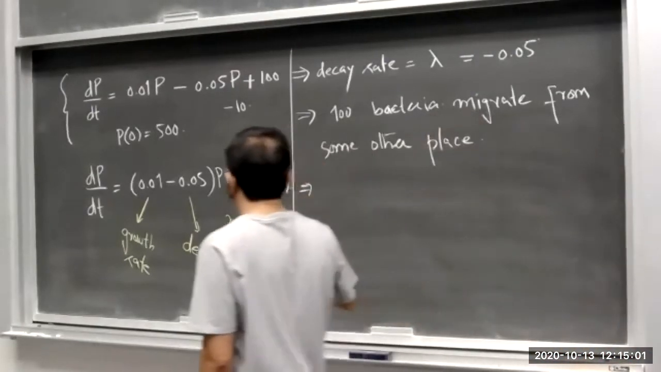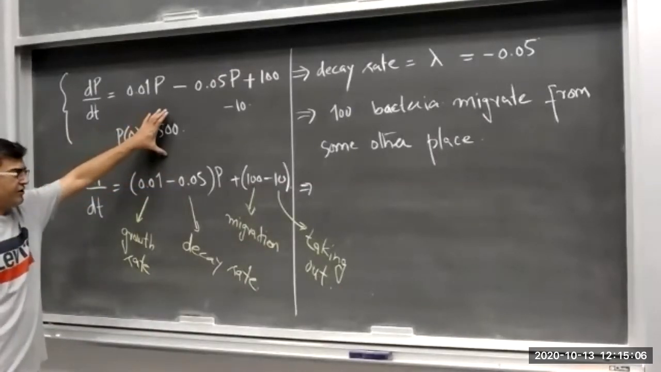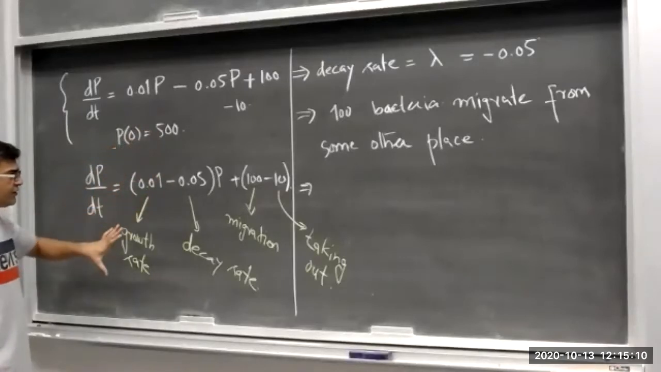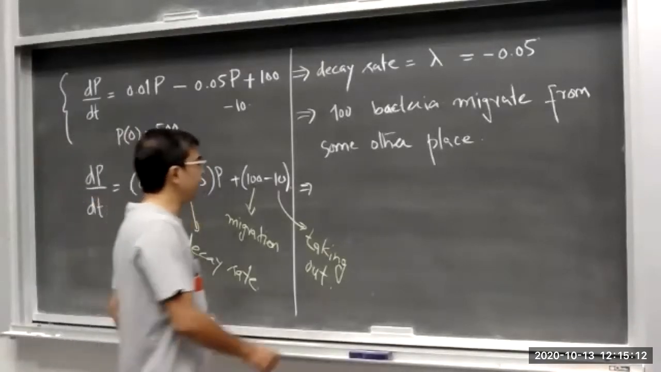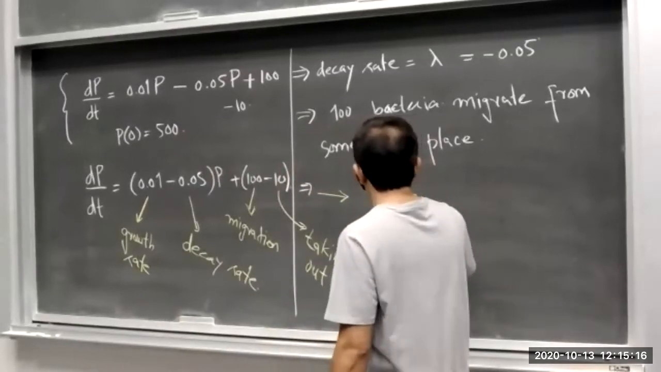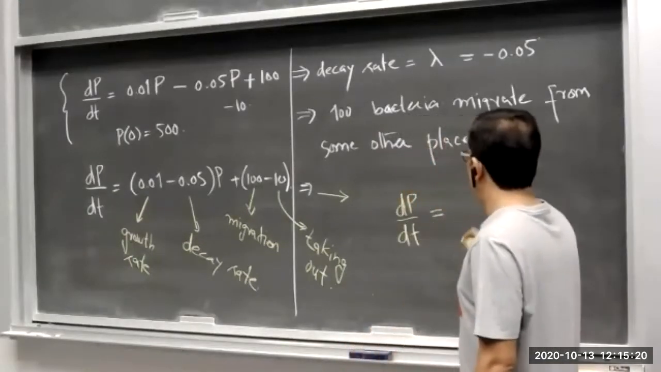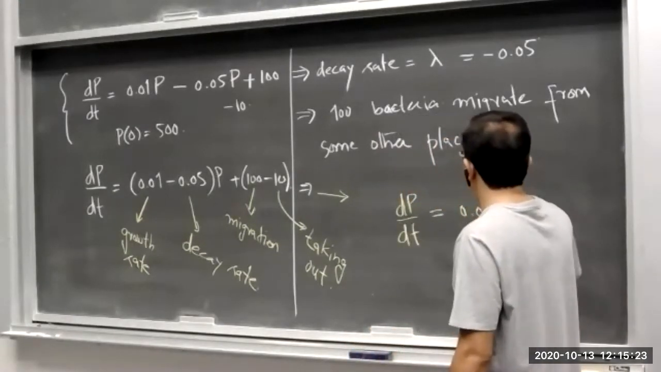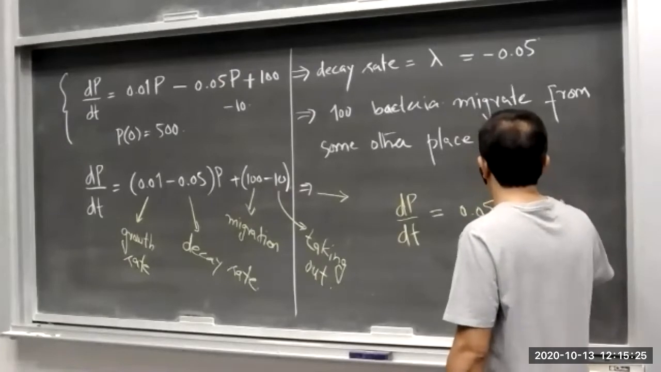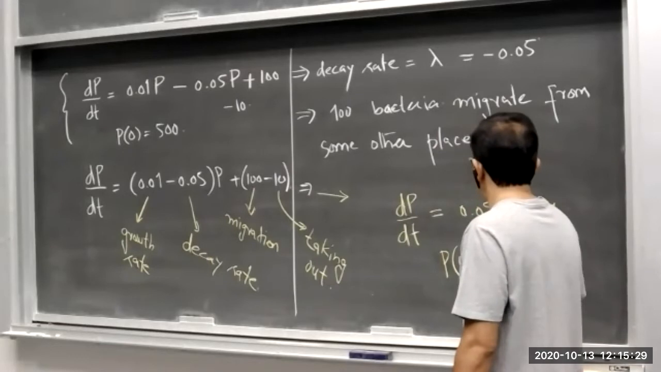If you have any question, you can ask me. This is the mathematical model along with this initial condition now. I hope you can solve it. This mathematical model now becomes dp by dt is equal to 0.05 p plus 90, along with the initial condition p at 0 is equal to 500.